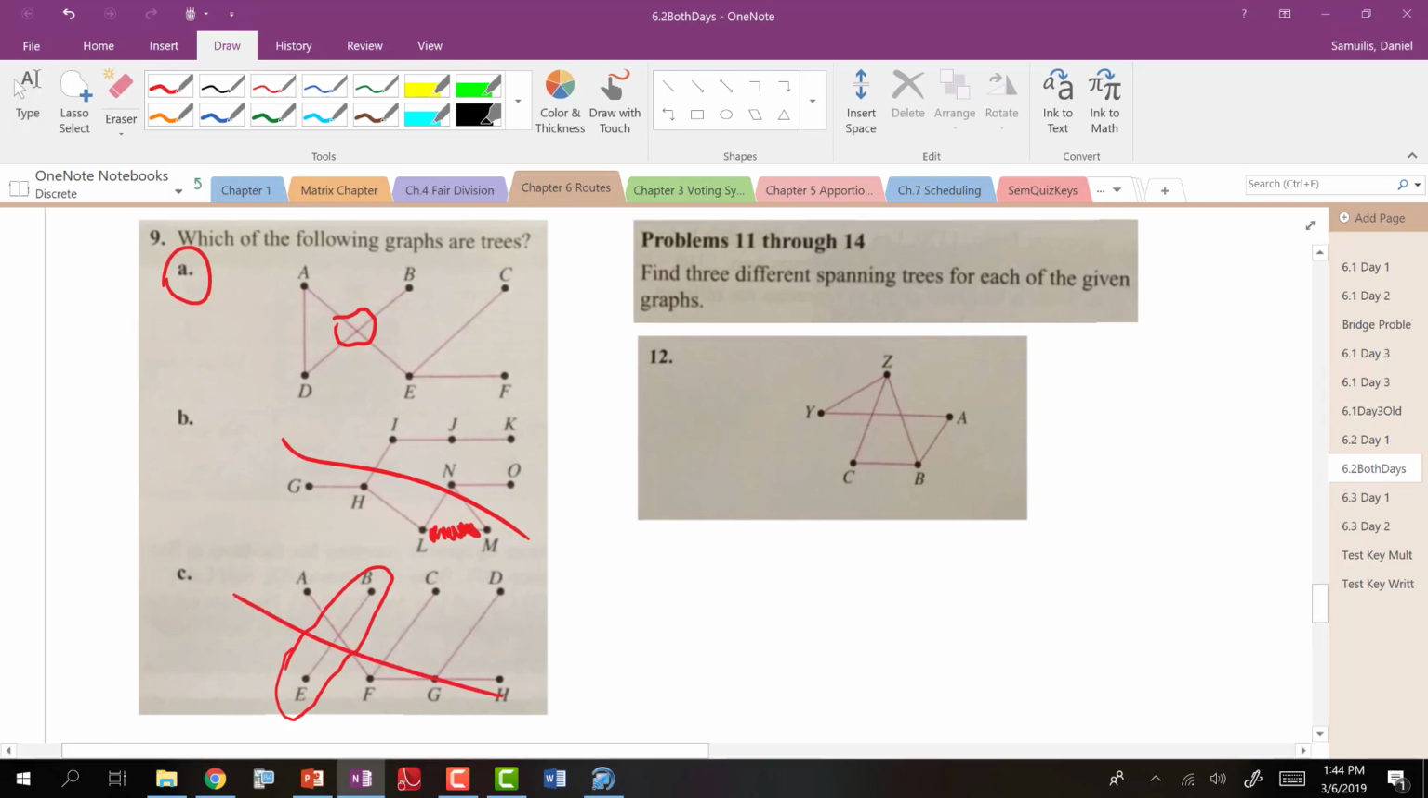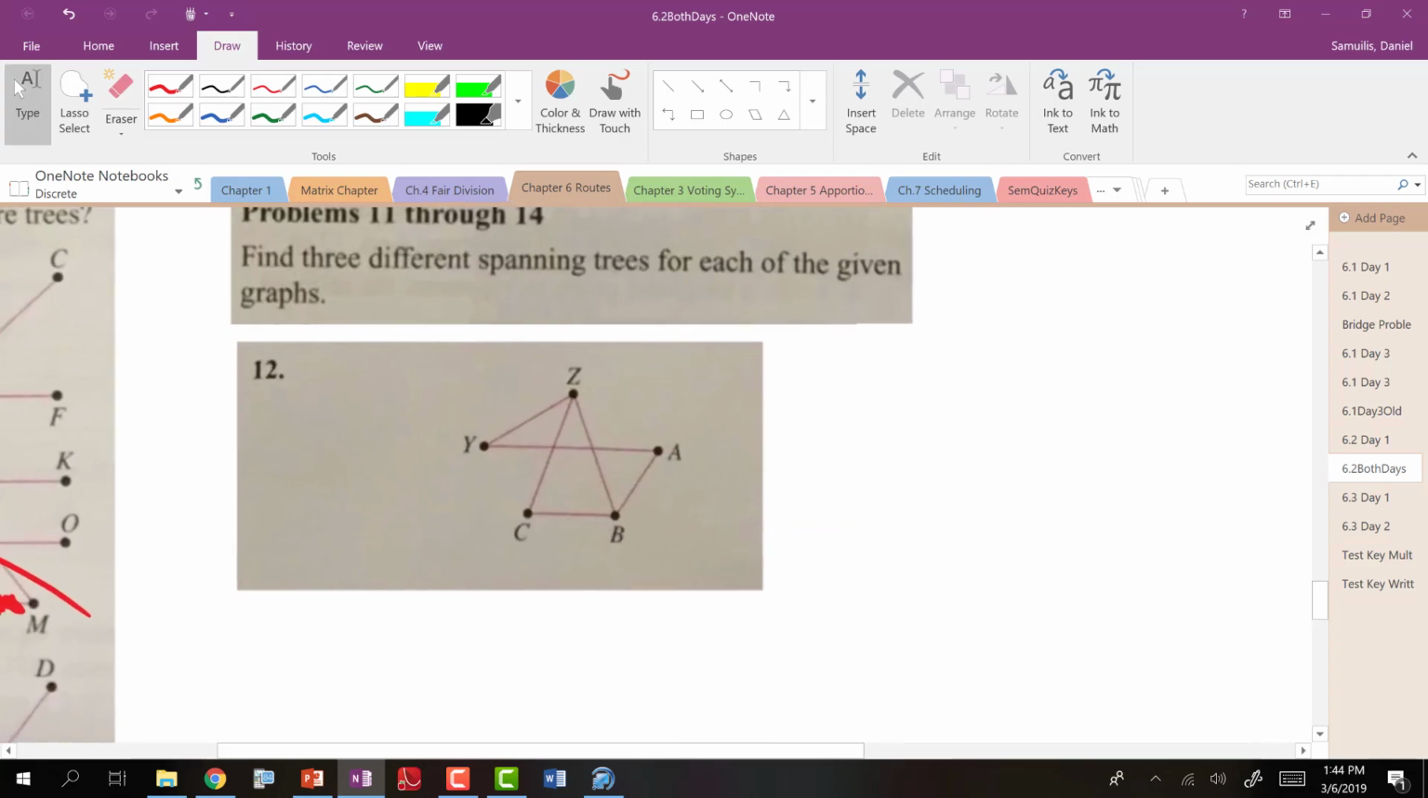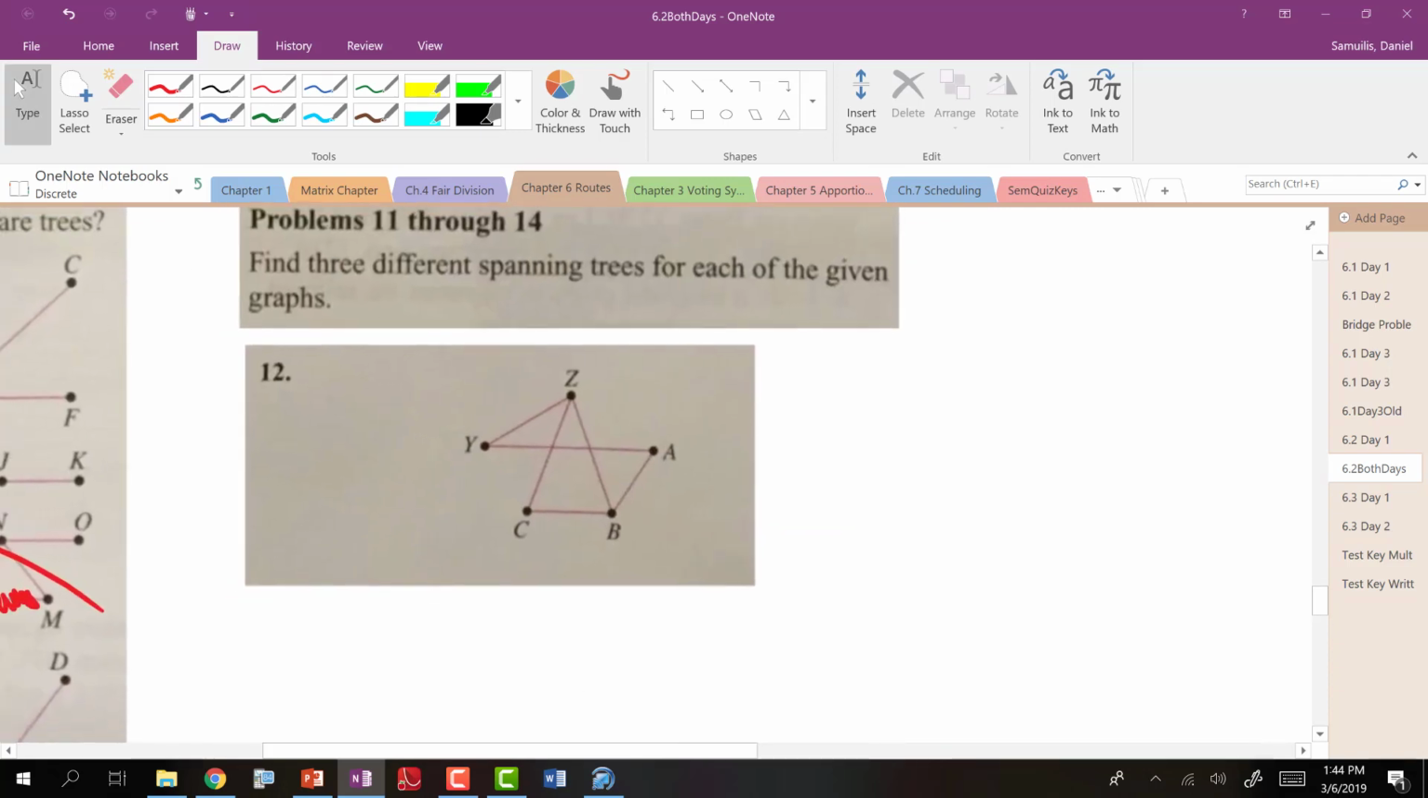All right, then we'll get into the brass tacks of what we're going to do with the tree, but after this example. I'm not finding three. I don't have the time, nor do you want to watch. Okay, we're just going to find one. This is just like the box. I think I may have assigned 11 in the homework.